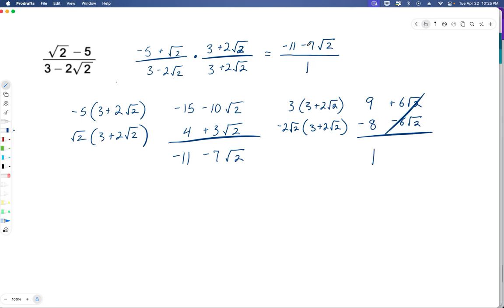So if we have a number over 1, that means that we have a whole number. So the answer is negative 11 minus 7 times the square root of 2. It is not a fraction, it is a whole number. Or it's 2 whole terms, I should put it like that.